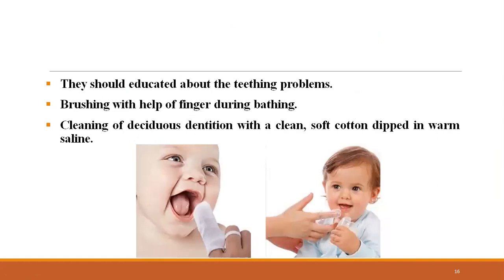Also, the parents should be educated about teething problems, and about brushing with the help of a finger during bathing, and cleaning the deciduous dentition with clean, soft cotton dipped in warm saline. Nowadays, a silicone brush is also available, which we can put on the finger, and brushing or cleaning of the deciduous teeth should be done.